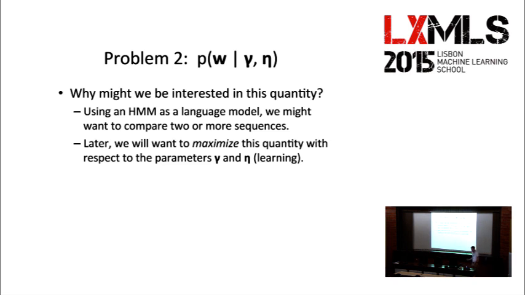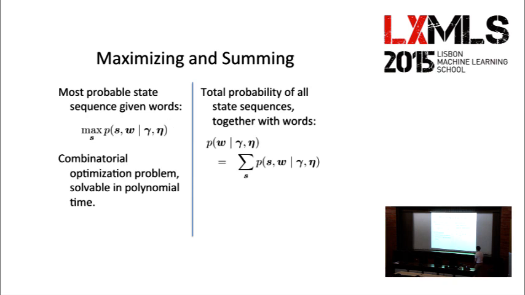OK, so let's talk about calculating the probability of the words given the parameters. As I mentioned before, in order to calculate the total probability of the words, we have to sum up over the state sequences. Remember, this is the quantity inside the sum. This is the quantity that the HMM gives us, the joint probability of a state sequence and a word sequence.